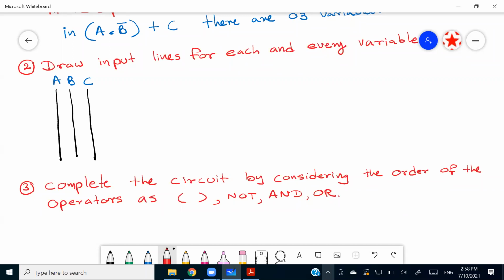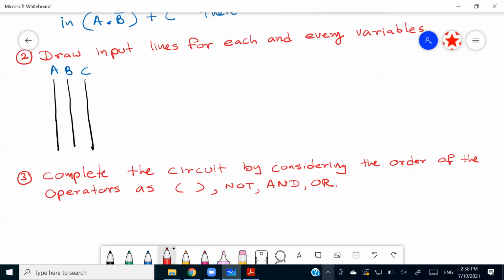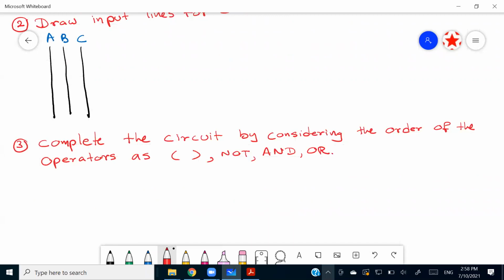BODMAS explains what to execute first, right? Like if you are given a math problem like 3 plus 5 into 2 minus 10 divided by 2, right? So according to the BODMAS, we know we are going to perform this.